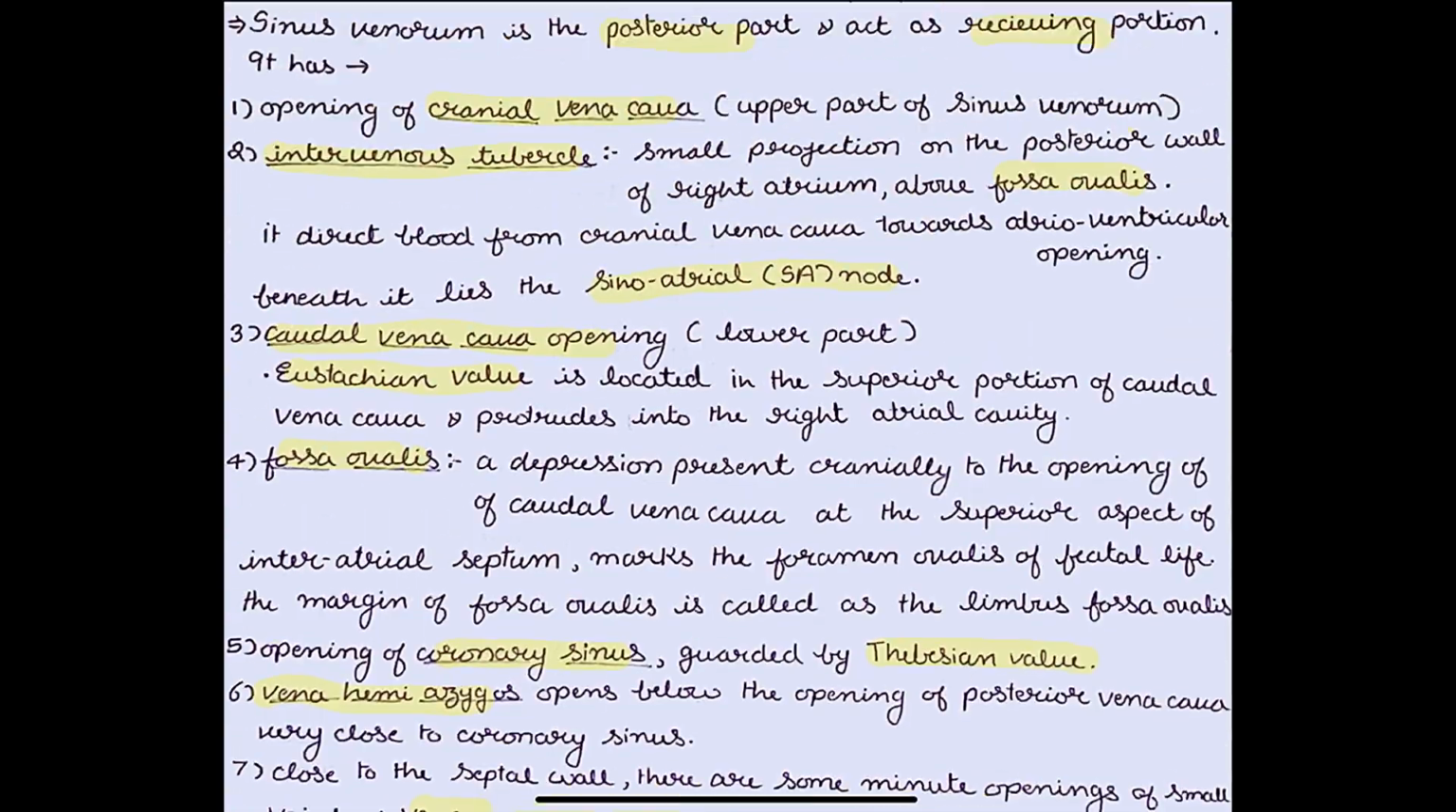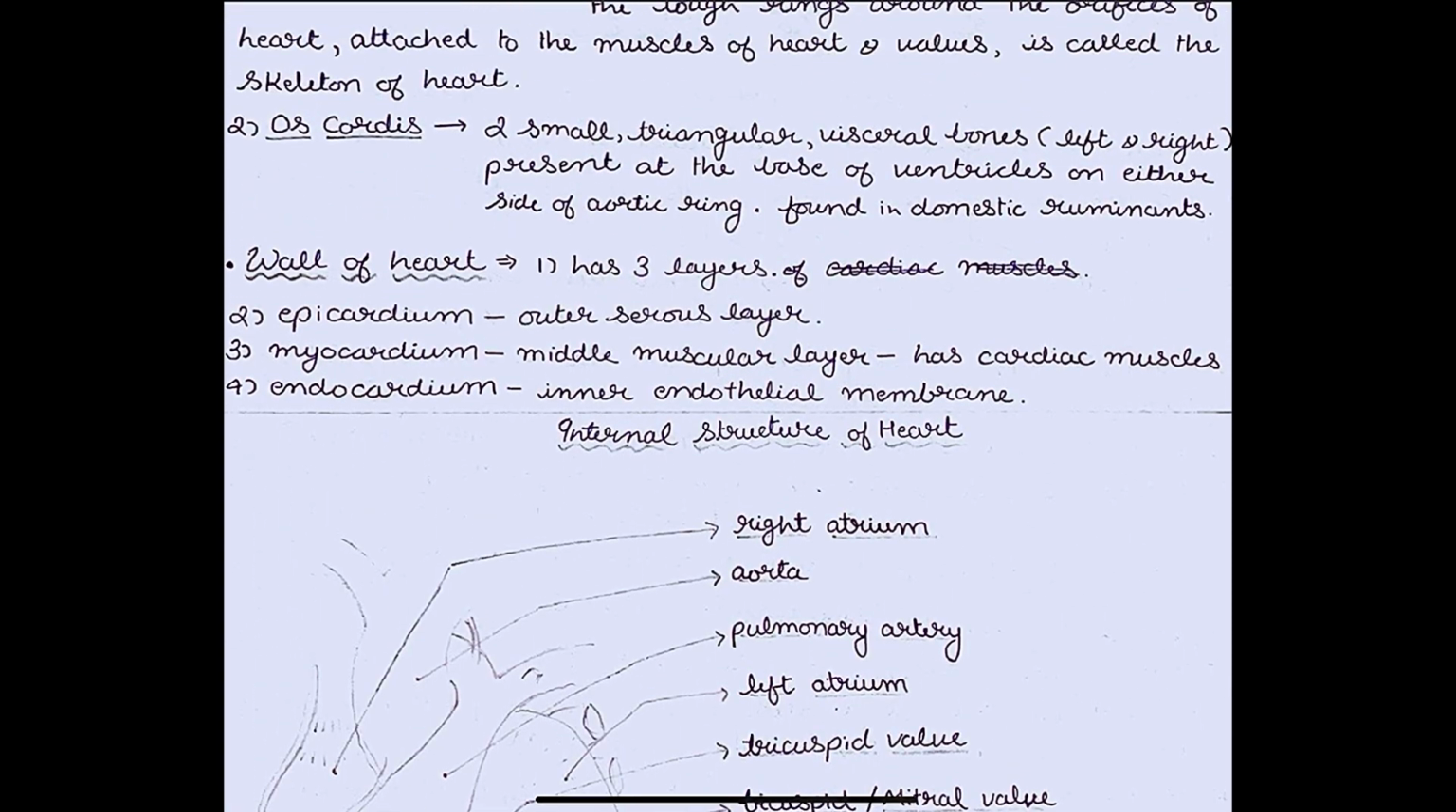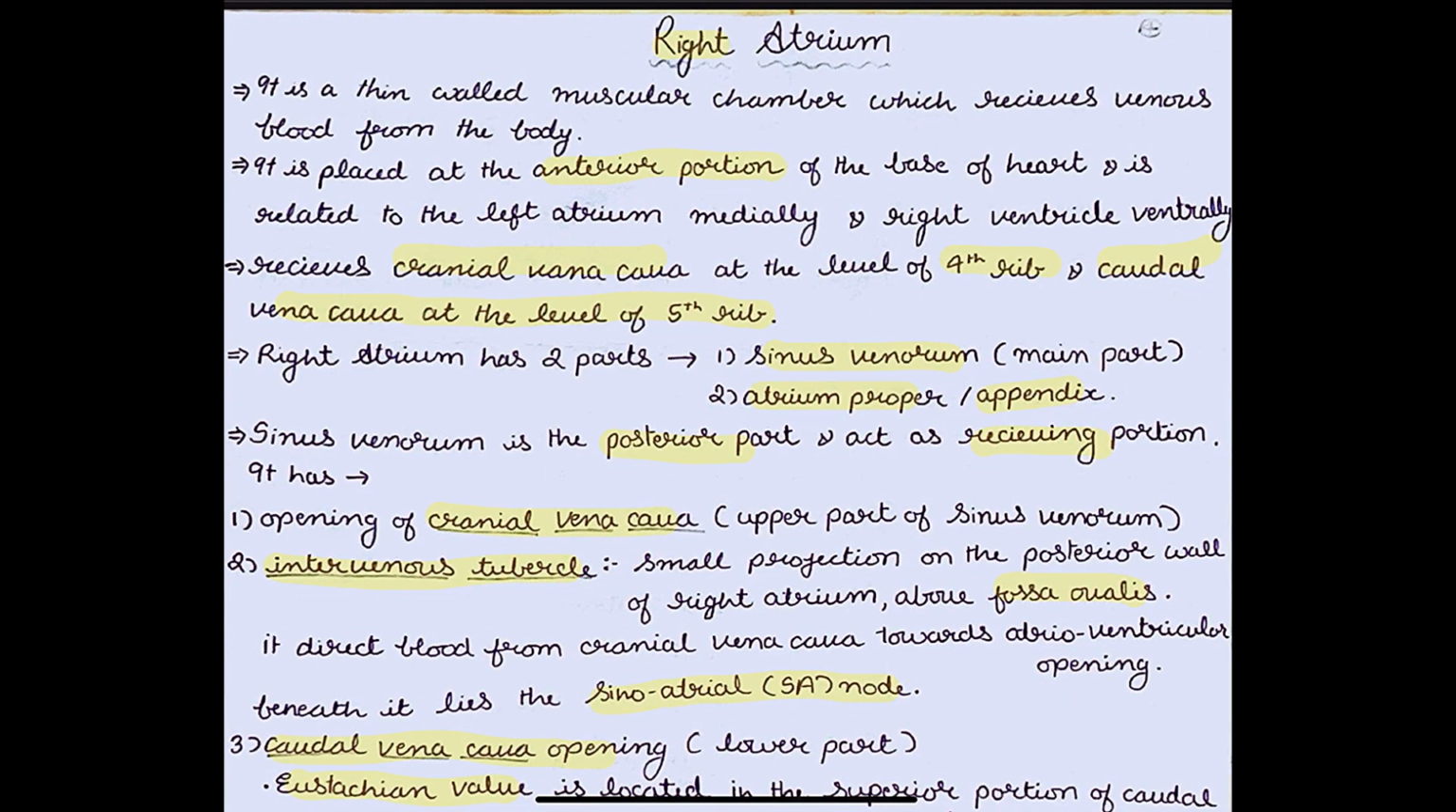So this is all about the anatomy of the right atrium. It is very, very important. Often in the exam, the question will come: describe the external anatomy of the heart and describe in detail the internal anatomy of the right atrium or right ventricle. So we'll talk about the right ventricle in the next video.